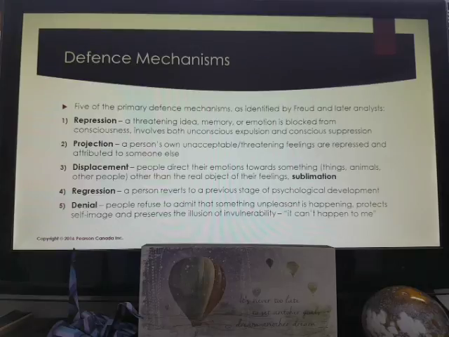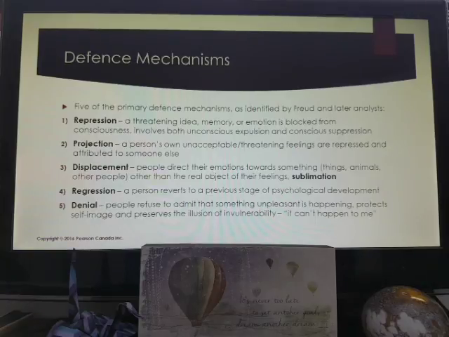The second primary defense mechanism is projection, and that is when a person's own unacceptable or threatening feelings are repressed and attributed to someone else. So your textbook gives the example of a person who is embarrassed about their sexual feelings towards a certain ethnic group, so they have these feelings that they deem unacceptable. They may say, well, those people are all dirty-minded and oversexed. So they're basically taking their own shameful feelings that they feel like they shouldn't be feeling or they feel threatened by, and saying that it's actually someone else who feels that way.